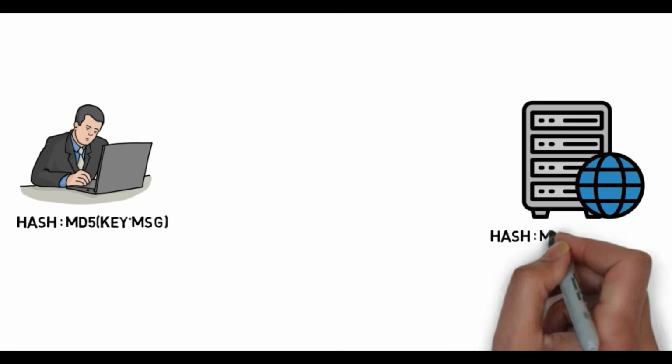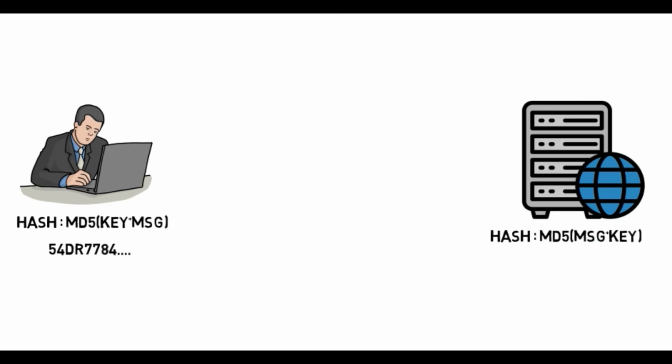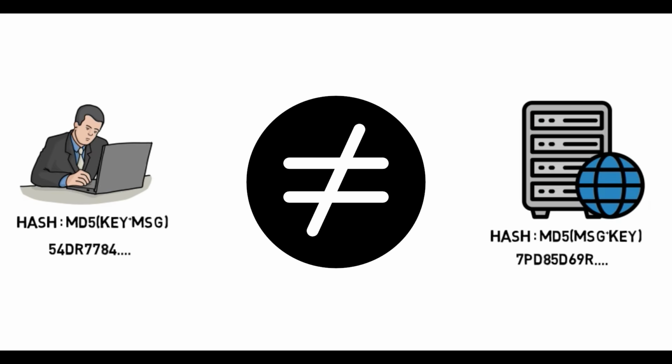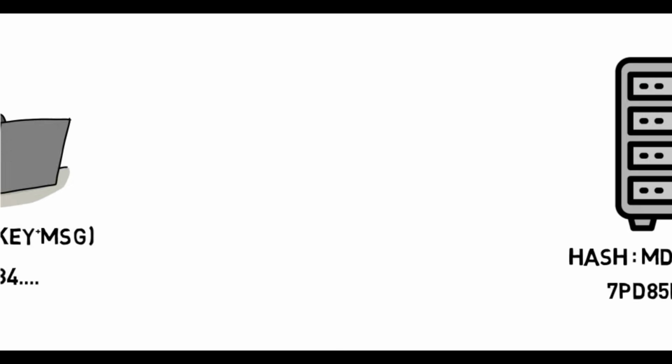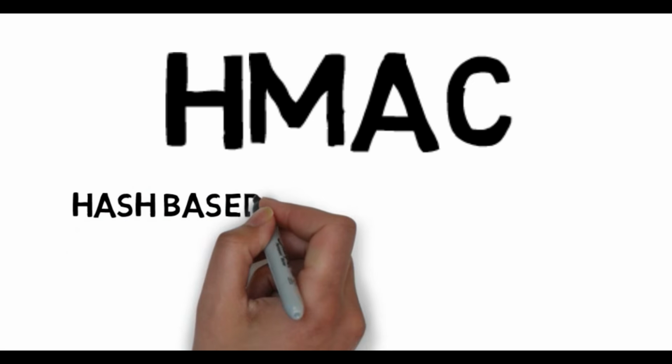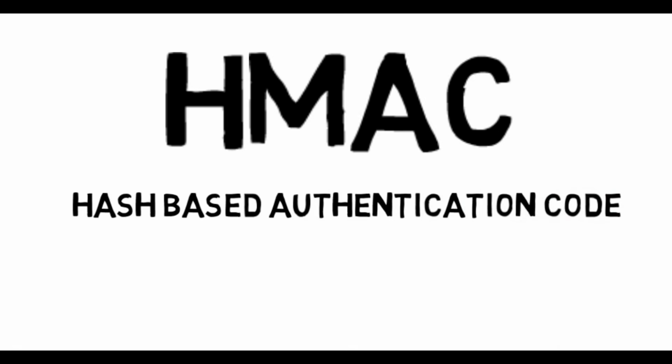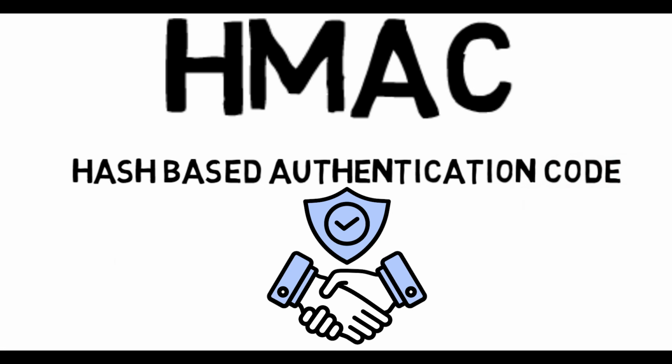Because if the client calculates the hash of key plus message and the server calculates the hash of message plus key, there is no way those two values are going to match, even though it's the same key. So the client and the server must agree on a key and also on the combination of the key and the message. The industry standard implementation of MAC, which defines how the key and message should be combined, is called HMAC, Hash-Based Message Authentication Code. And that's how SSL/TLS provides data integrity.